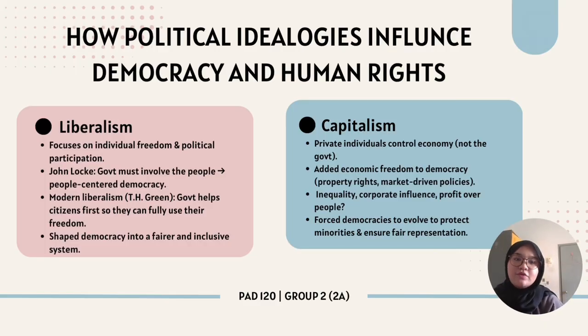Okay, so moving on to capitalism. Capitalism is an idea that private individuals, not the government, control businesses and industries for profit. When democracy first started, it didn't focus much on economics. But with capitalism, freedom expanded into the economy too, giving people the right to own property and run businesses. However, some people argue that capitalism actually goes against the democratic concept, with issues like inequality and the rich having too much power in politics. So while capitalism shaped parts of democracy, it also sparked some debates about what democracy should protect.